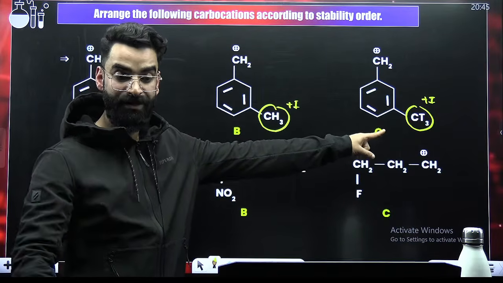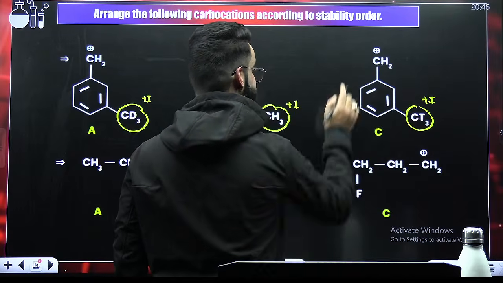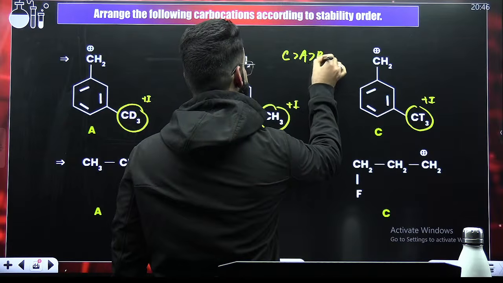In the series, it's mentioned CT3. It shows more plus I. So if it shows more plus I, it's going to stabilize the carbocation to the maximum. So C is maximum stable, followed by A, followed by B. So CAB is the order.